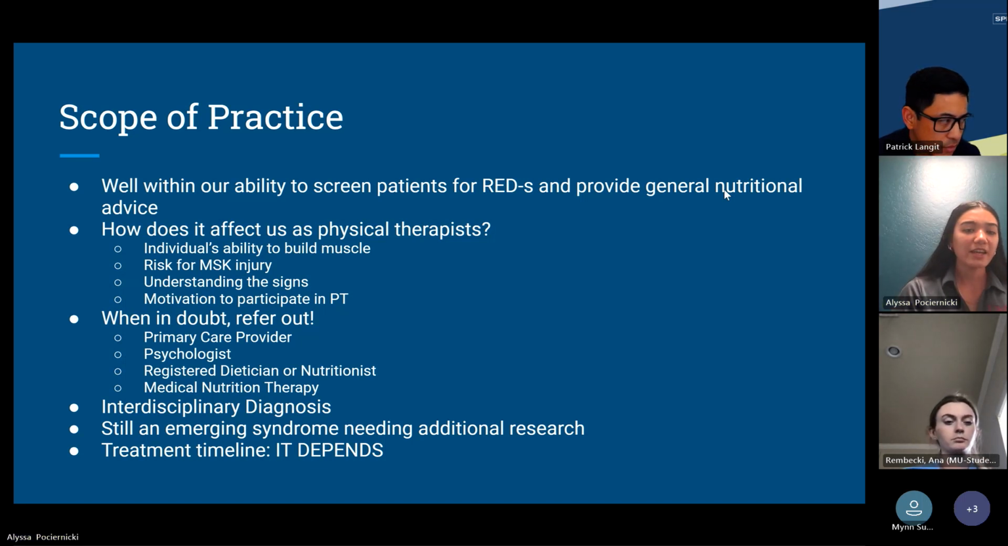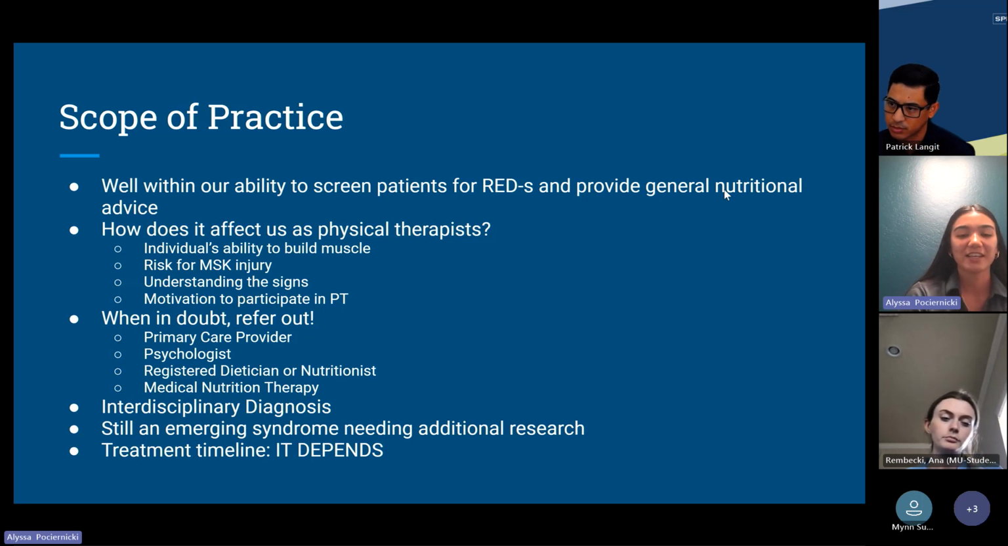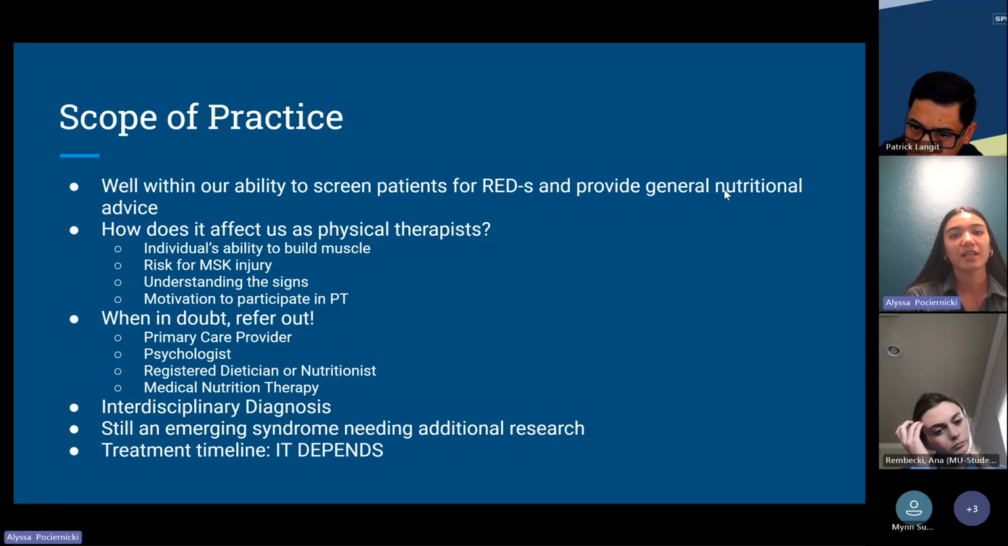And then treatment timeline, it really just depends, which is our favorite phrase. It depends on their sex, what sport they're playing, how intensely they are performing, and how severe the relative energy deficiency is. If it's not too severe, then maybe they can progress a little bit quicker. But if they've been experiencing this for a couple of years now, it'll take a little bit longer to get them back up to speed and back up to optimal performance.